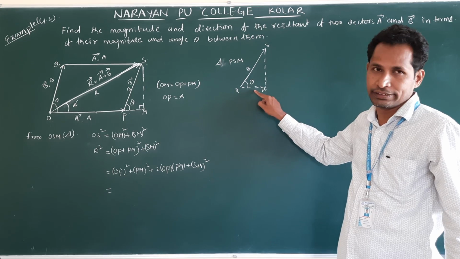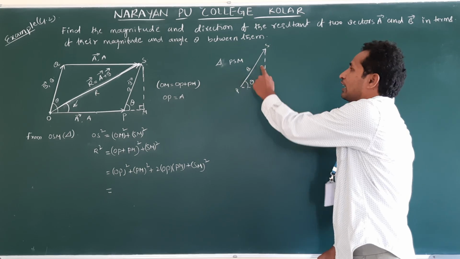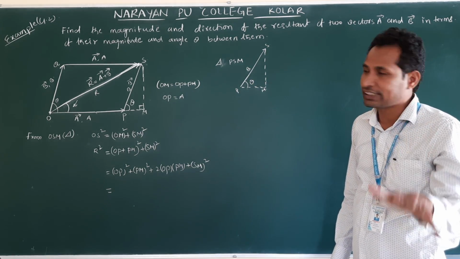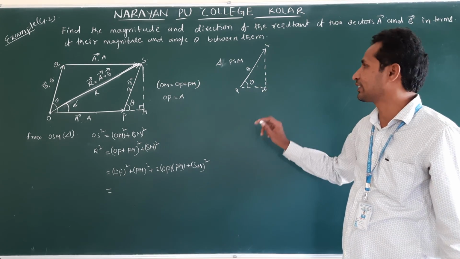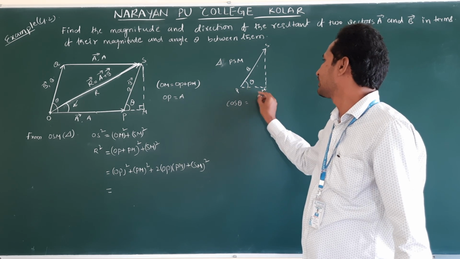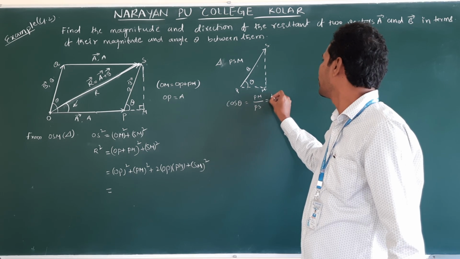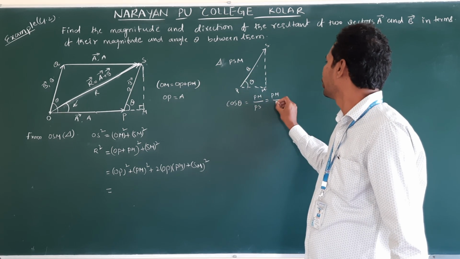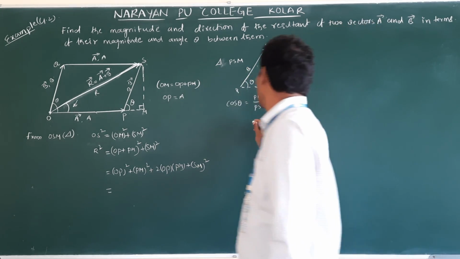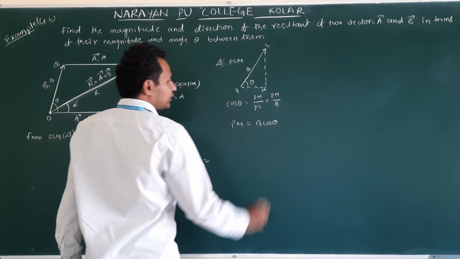To find the adjacent side, which trigonometrical ratio helps? Because we know the hypotenuse, we need to select the trigonometrical ratio that contains hypotenuse and adjacent side. That is cos theta. Cos theta is equal to adjacent side PM by PS. So PM by, what is the PS value? B. Don't write the vector, write the magnitude. Then PM is equal to B cos theta.